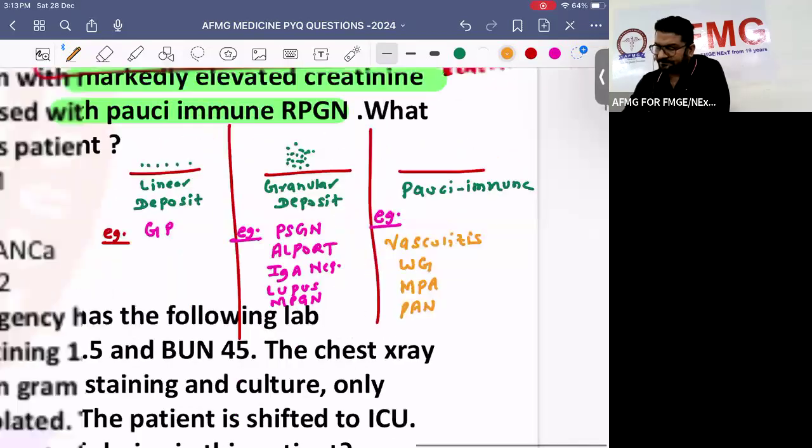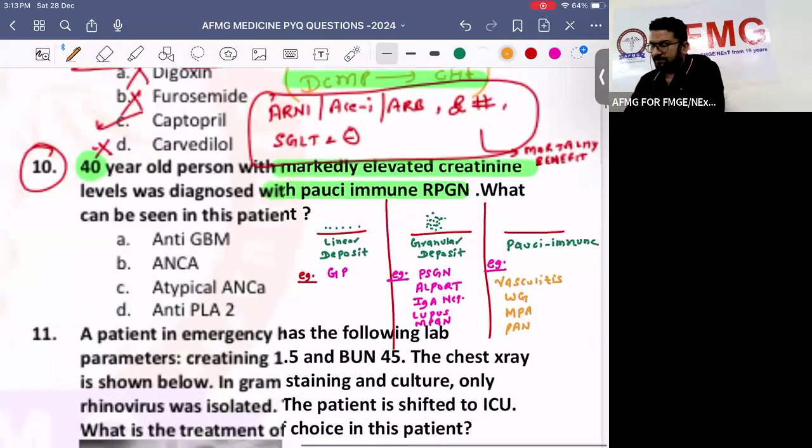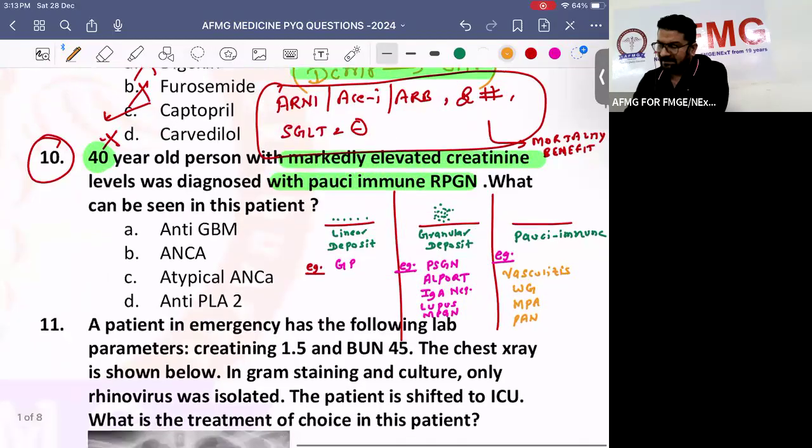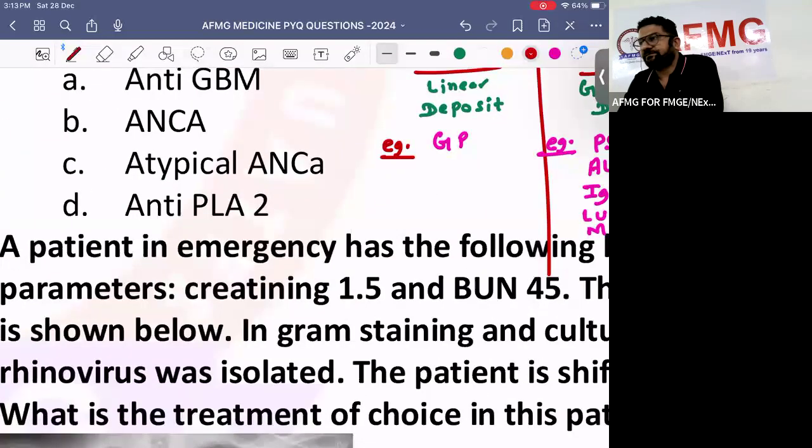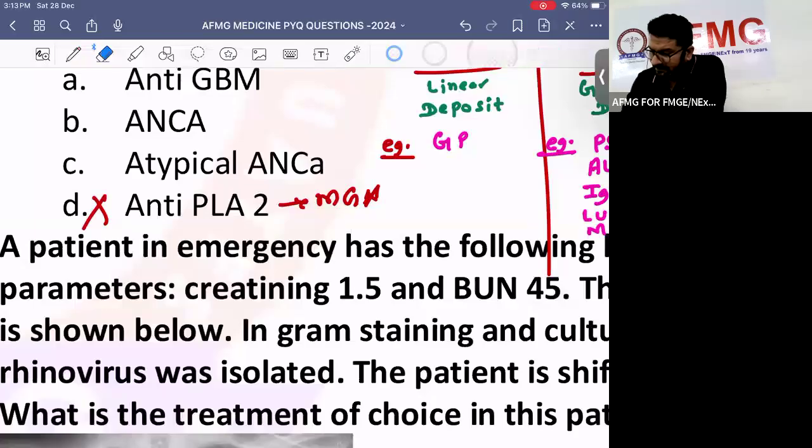Now look at the question, pauci-immune. Anti-PLA2, where do we see anti-PLA2? It is seen in MGN. MGN is nephrotic, so MGN will not convert into RPGN.